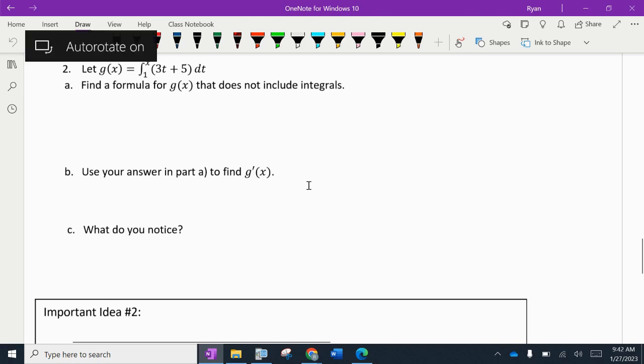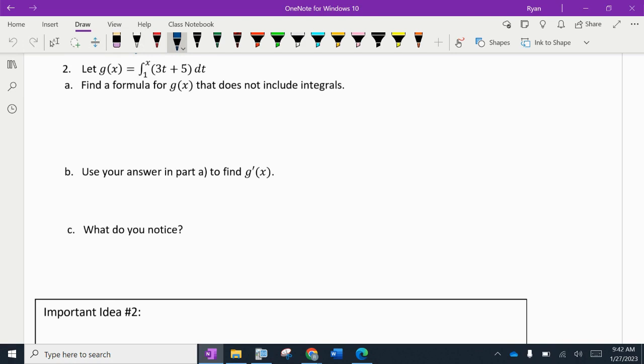All right, so this is section 6.40. We're going to finish up these notes. And question number 2. Let g of x be equal to the integral from 1 to x of 3t plus 5 dt. Find a formula that does not include integrals. Part B, use your answer to find g prime of x. Part C, what do you notice?